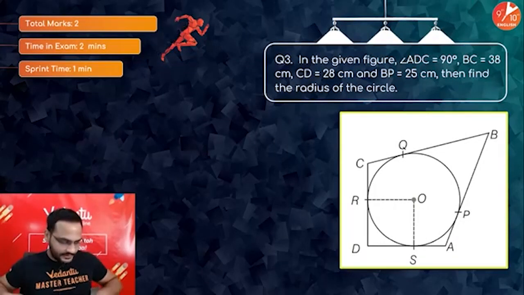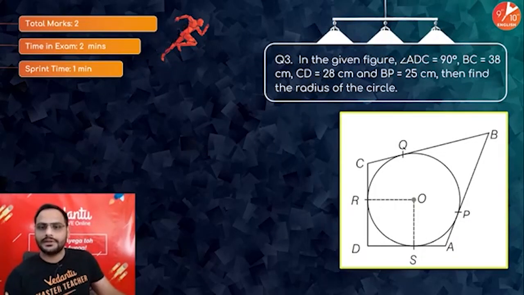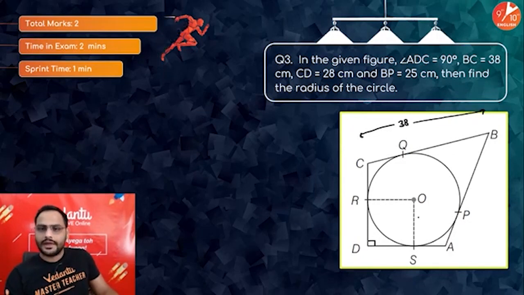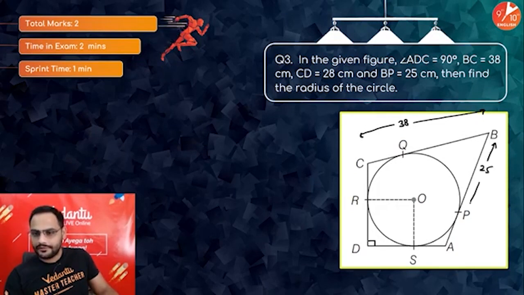Okay, next question. Easy but important one. In the given figure, angle ADC is 90. Angle ADC, can you see over here? This angle ADC is 90. BC, this complete side BC is 38. And BP, okay, this BP is given as 25 and CD is given as 28.